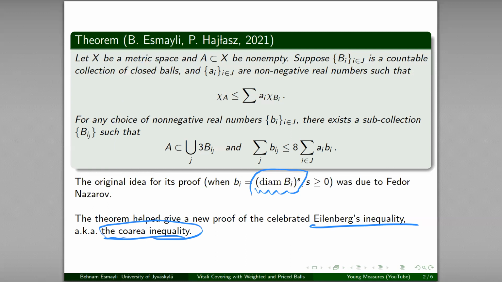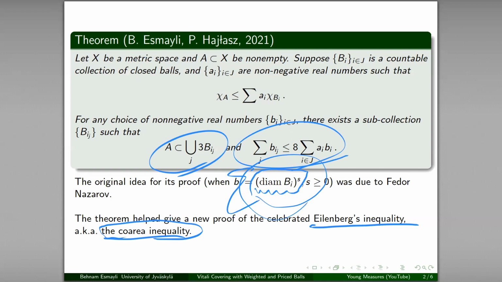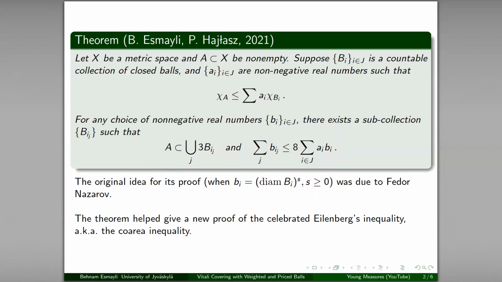And in order to prove that, we had to prove something like this. So out of a covering, a weighted covering, you can produce a genuine covering with some bound over summation of diameters to power s. And you would definitely know by this point, if you're following this channel, that summation of powers of diameters of coverings is an approximation of the Hausdorff measure, which the coarea inequality is basically all about.